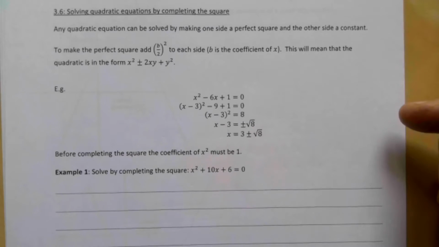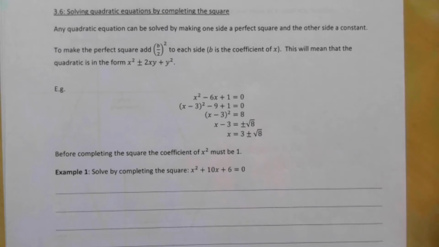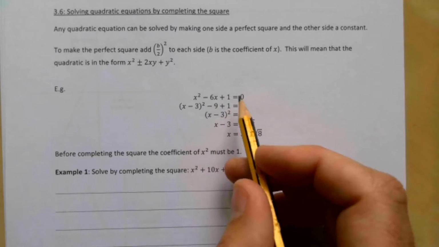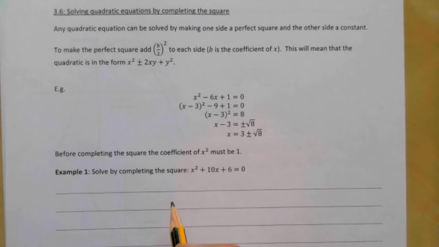This is AS Pure Maths. We are looking at our notes here. We're in Unit 3 and we're solving quadratic equations by completing the square. Some of you may be familiar with this from GCSE Further Maths, but this is just a wee bit of a reminder about what we do. So let's take a wee look at our example 1.